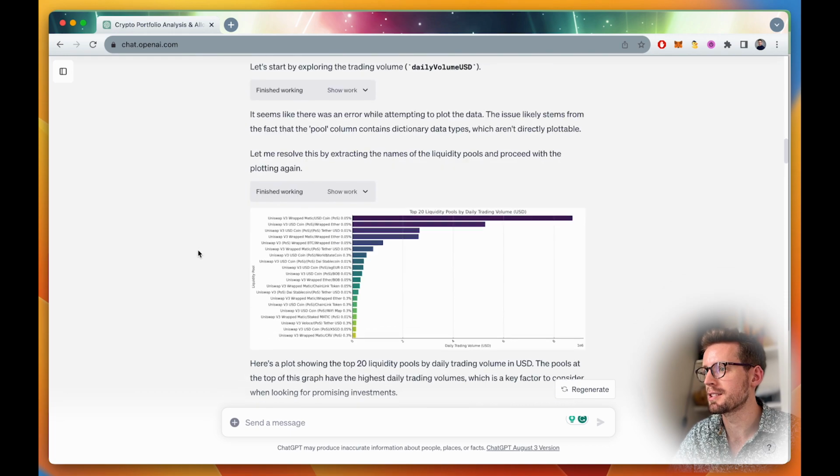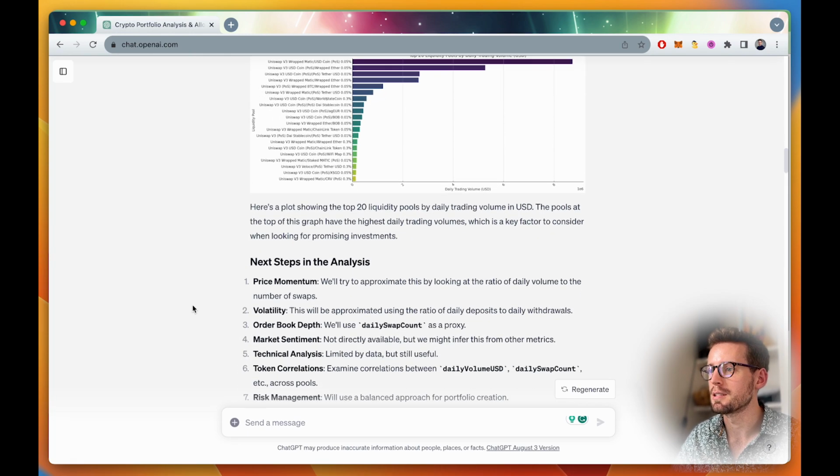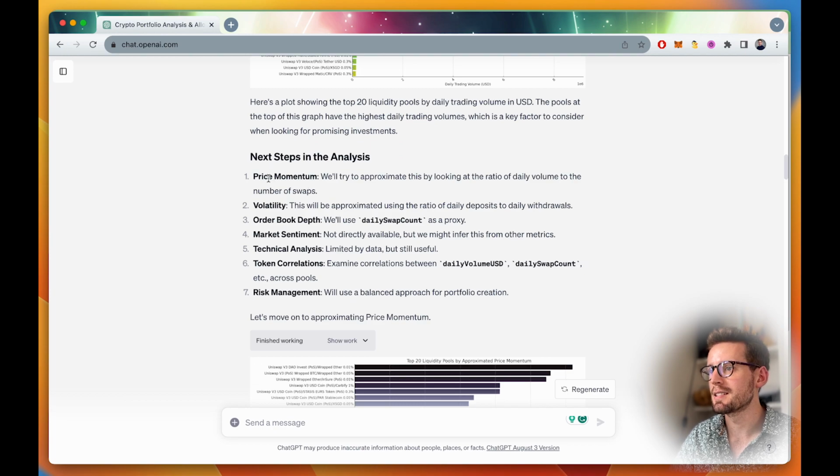But then it produced some charts like before. Obviously the top liquidity pools are going to be the stable coins. We've learned that already. And these are the top 20 by liquidity. Kind of interesting, not that helpful, but hopefully helps with the thought process. And then it says the next steps.